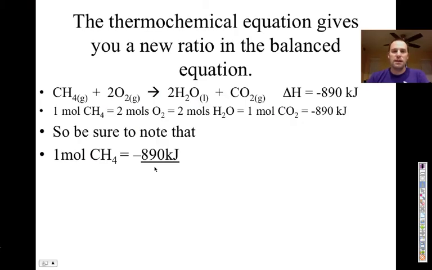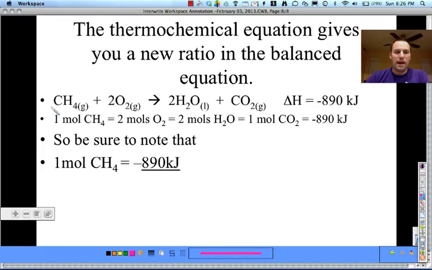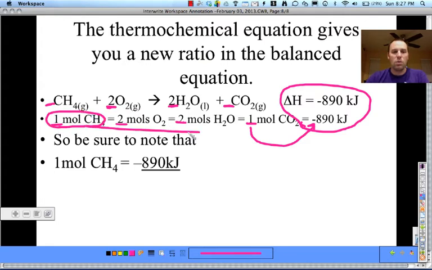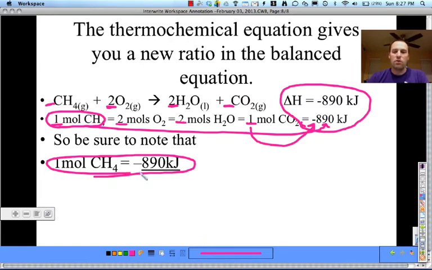So let's do an example with this thermochemical equation. You can see that it gives you some new molar ratios. We've already learned in the past that the numbers, the coefficients, give you the molar ratio. So you can see here that 1 mole of methane equals 2 moles of oxygen, which is 2 moles of water, and 1 mole of CO2. But now we have a new one on the end here. You could say that 1 mole of CO2 is equal to negative 890 kilojoules. Or in the case of our next problem, 1 mole of methane is equal to 890 kilojoules. So that's what we care about for our next problem.